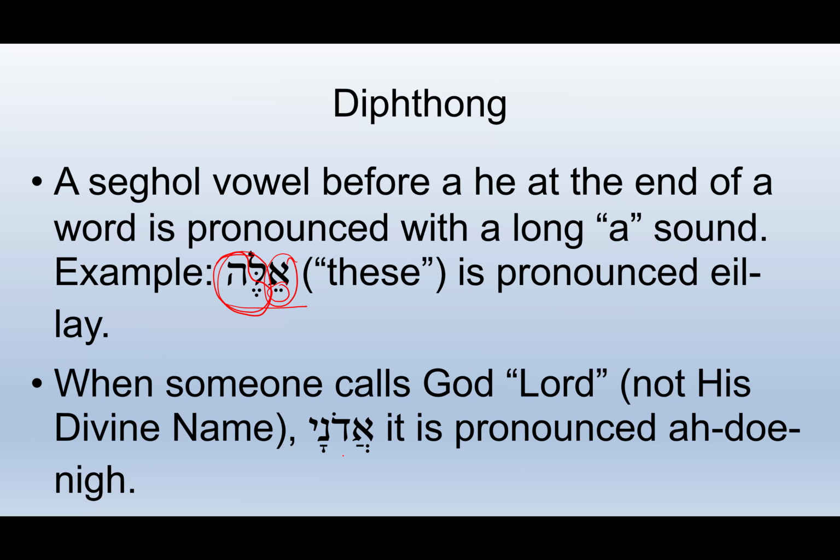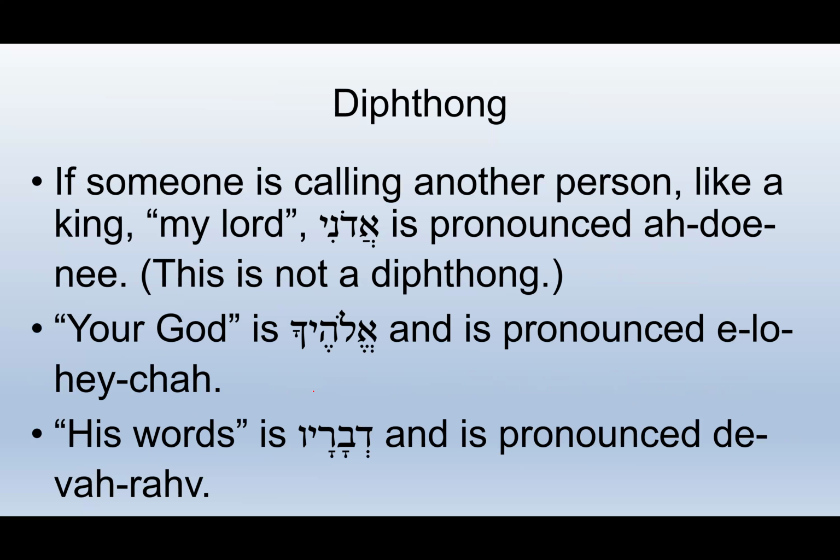if you're referring to God as Lord, Adonai, and you have this kamets yod, that kamets yod makes the "i" sound, Adonai. Now, if you were calling somebody Lord, like somebody walks up to King David and says, my Lord, that's Adoni. It's spelled differently. Adoni. That's not a diphthong.